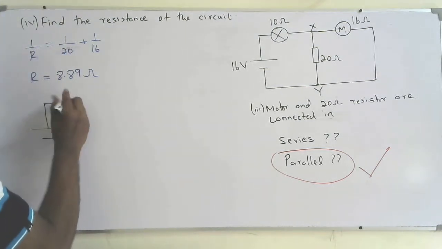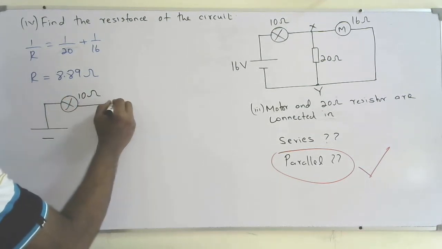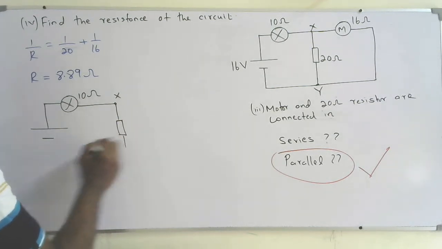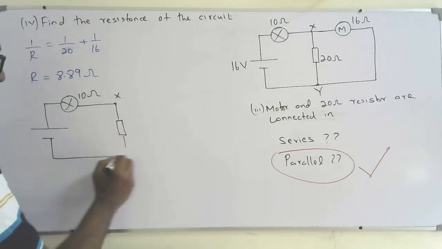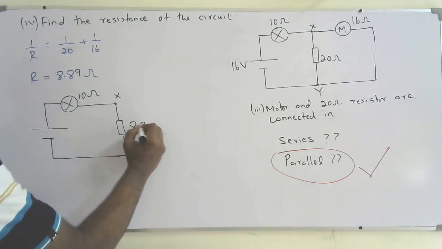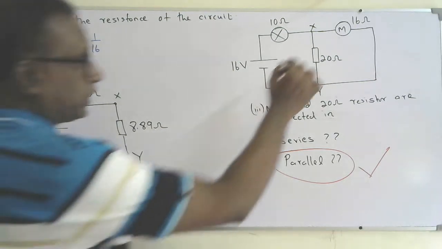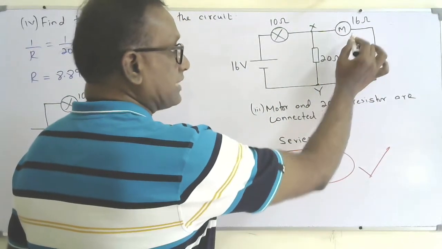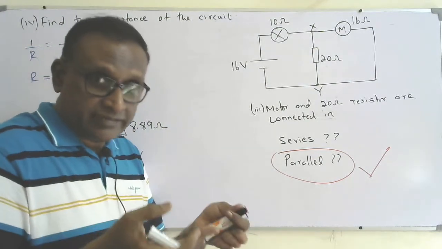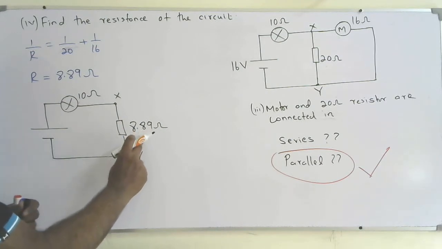So the bulb is still there. Its resistance is 10 ohms. And this is the X. Across the X, I am connecting, actually I am not connecting, I imagine that I am connecting the equivalent resistance 8.89 ohms, and this is the junction Y. So the resistance of these two is replaced, actually the components are not replaced. I imagine the equivalent resistance of these two, 8.89, is connected here.